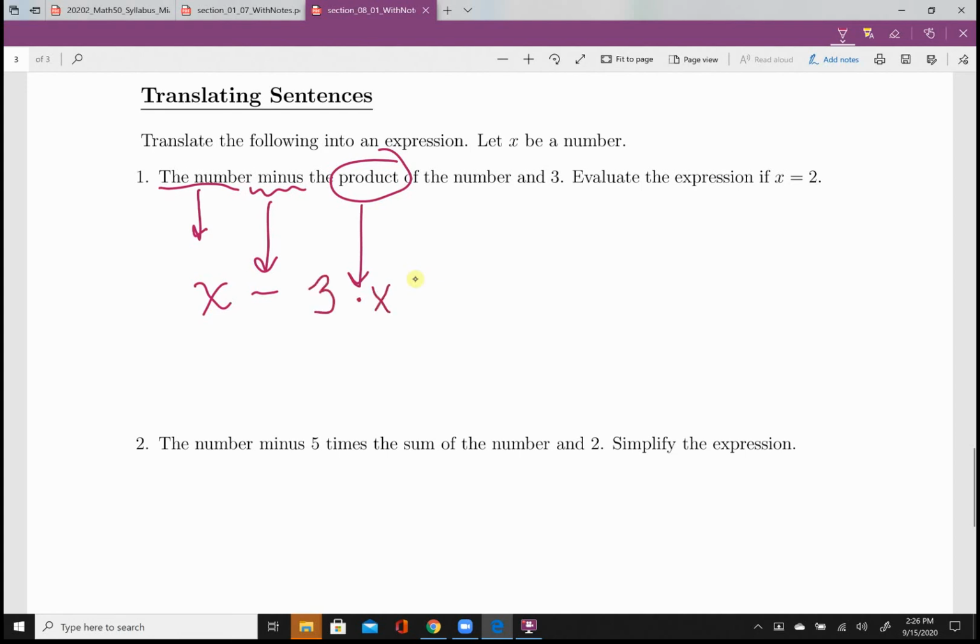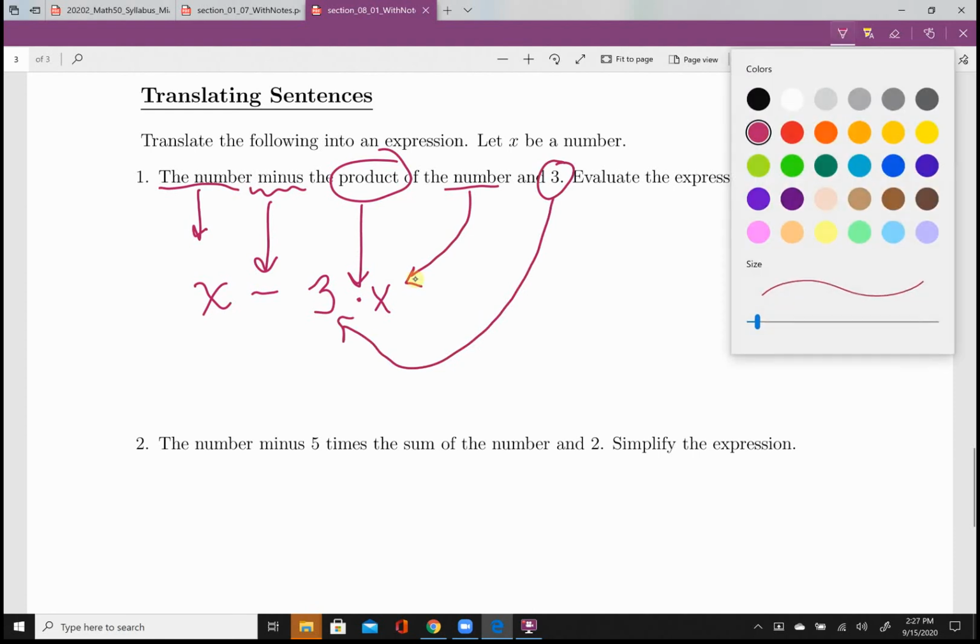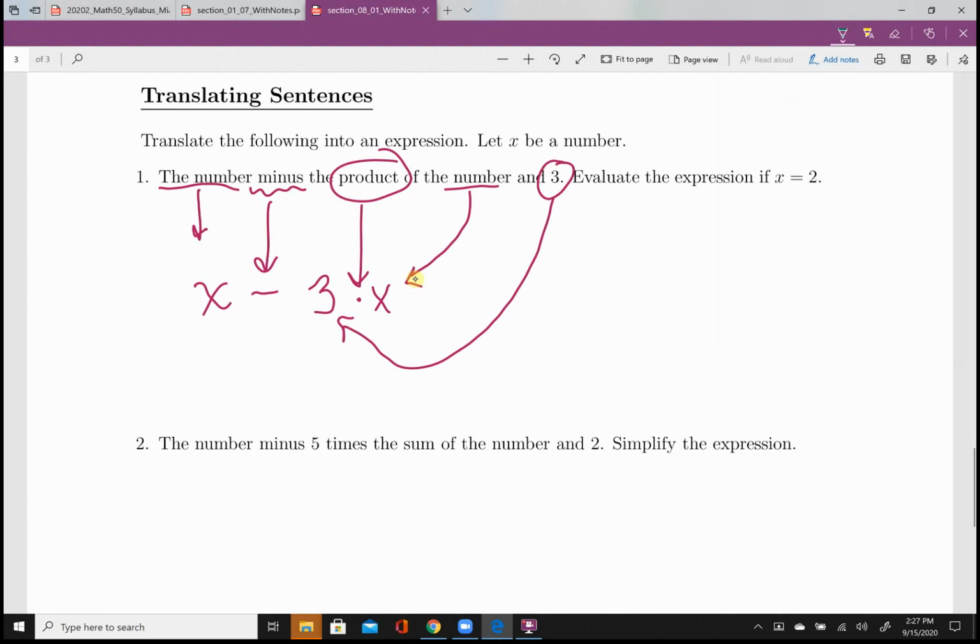And you can have a raised dot if you want to. The number is going to, of course, be that x again. 3 translates into, of course, this coefficient of 3 here. So this, therefore, gives you the expression that you want, 3 minus 3x. You can have the raised dot there or not, and evaluate the expression at x equals 2.